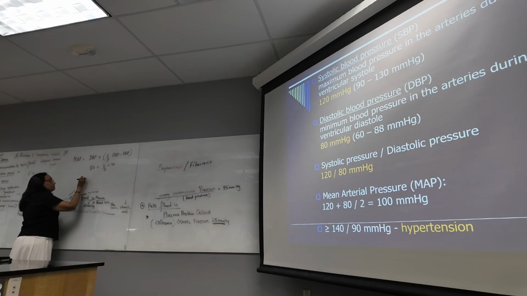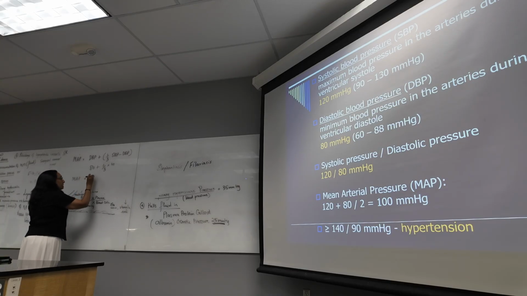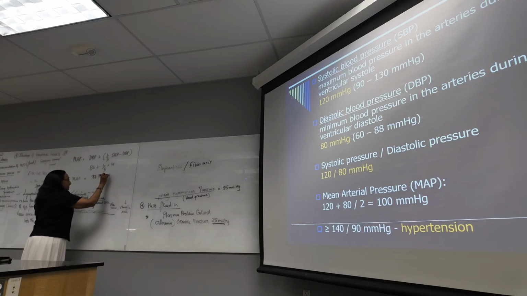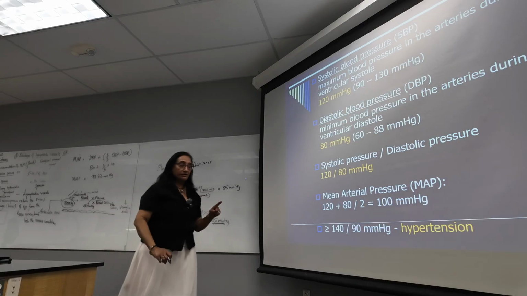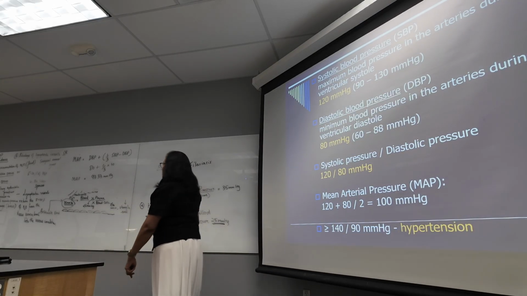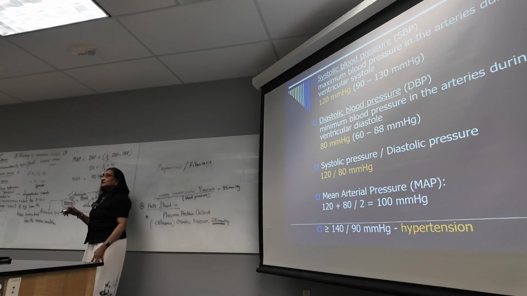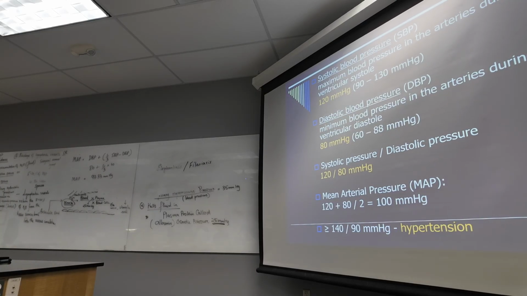So if you look at the mean arterial pressure based on the formula, it is somewhere around 93.33 millimeters of mercury. Not 100. 100 is the arithmetic average, but the actual mean arterial pressure is around 93.